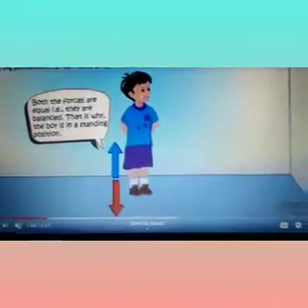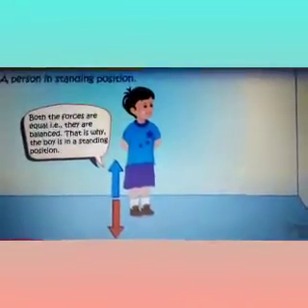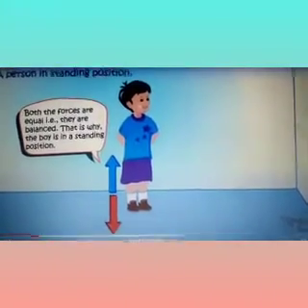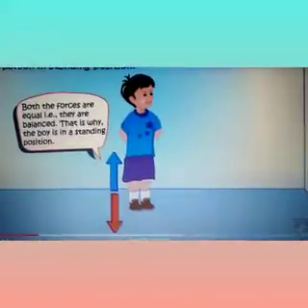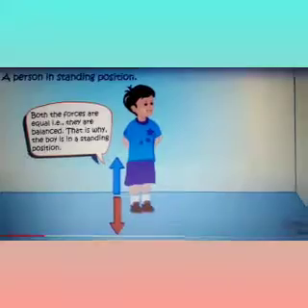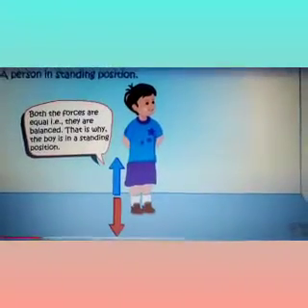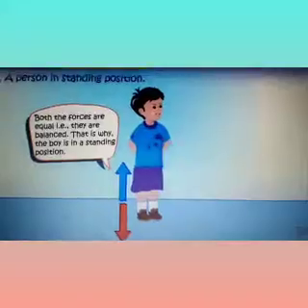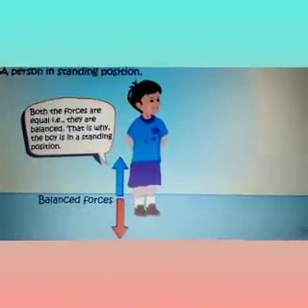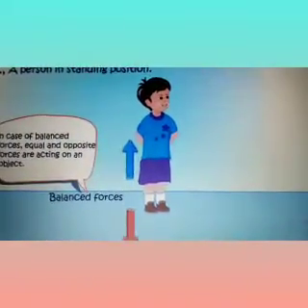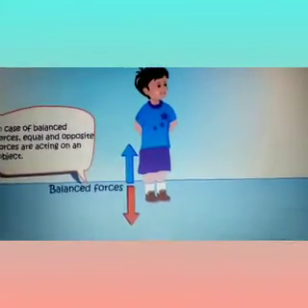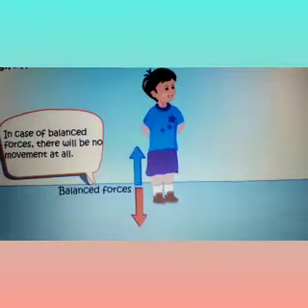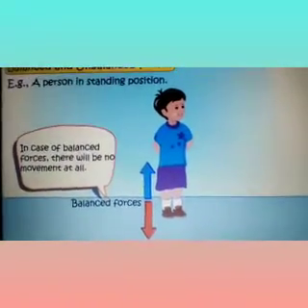Okay, like I told you, if something moves, that means there is an unbalanced force. More force is applied in one direction. Okay, that would be your unbalanced force. Whereas if something is not moving at all, that means that thing has balanced force. They are balanced. That is why the boy is in a standing position. Equal force is applied upward and downward. In case of balanced forces, equal and opposite forces are acting on an object. And that is your balanced force.